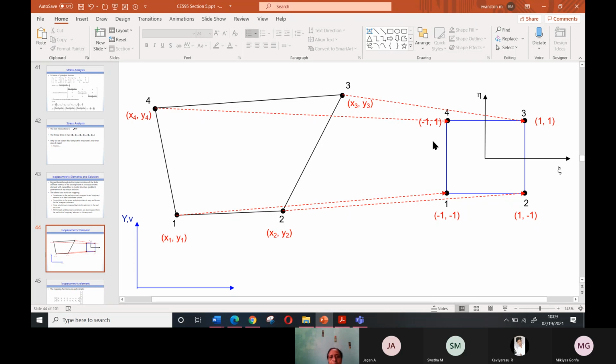So the fourth one is mapped like this, the third one is mapped here, the first one is mapped here, and the second one is here. Like that the mapping has been done. So x1 is taken as -1, and y1 is taken as -1.